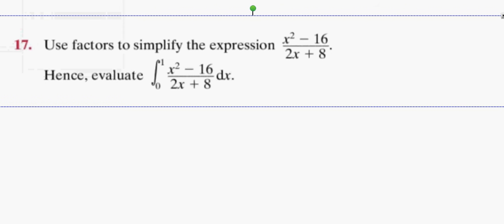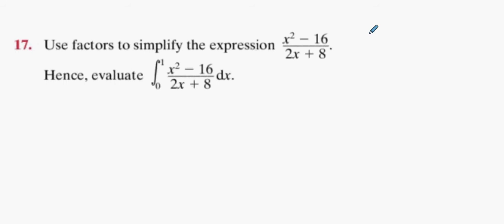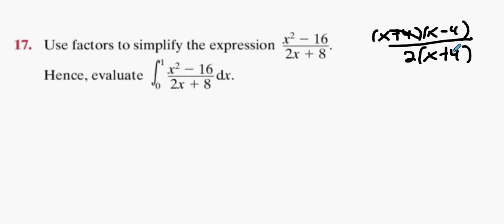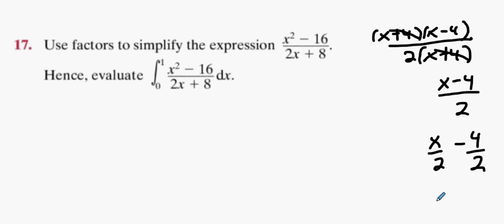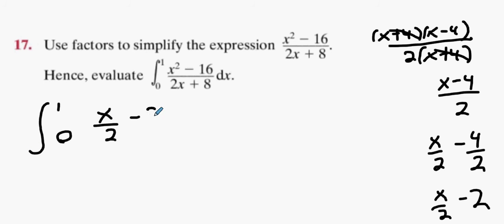So, integration, as we know, is the opposite of differentiation. Now we're going to use factors here. Difference of two squares on top, take out a 2 on the bottom, and what we should have here is x minus 4 over 2, otherwise known as x over 2 minus 4 over 2, otherwise known as x over 2 minus 2. Is that alright? Now we're integrating from 1 to 0, x over 2 minus 2 dx.